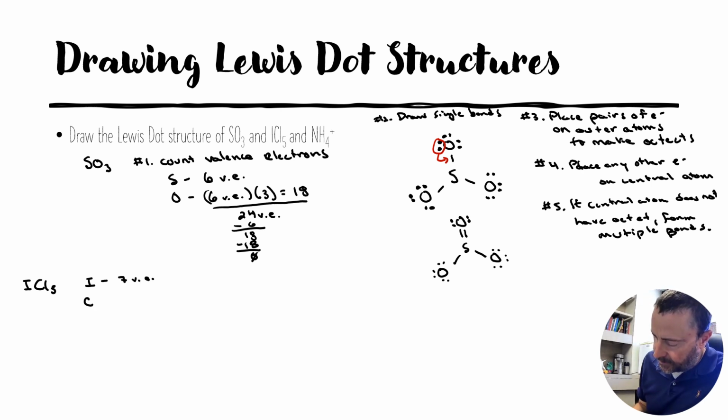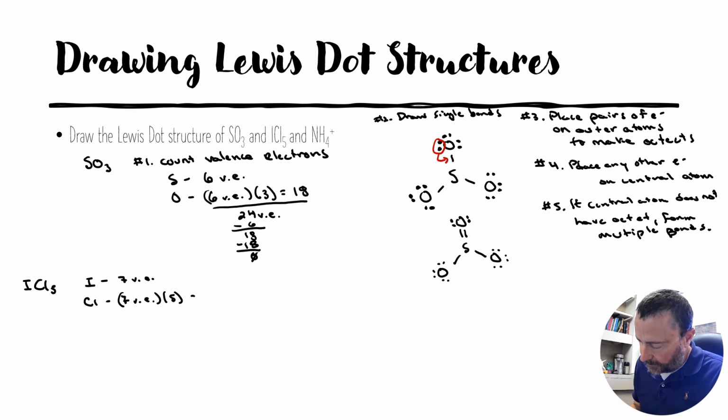Chlorine is in group 17, so it has 7 valence electrons, but there are 5 of them. That's 35 valence electrons. So we have 42 electrons that we can play with here.